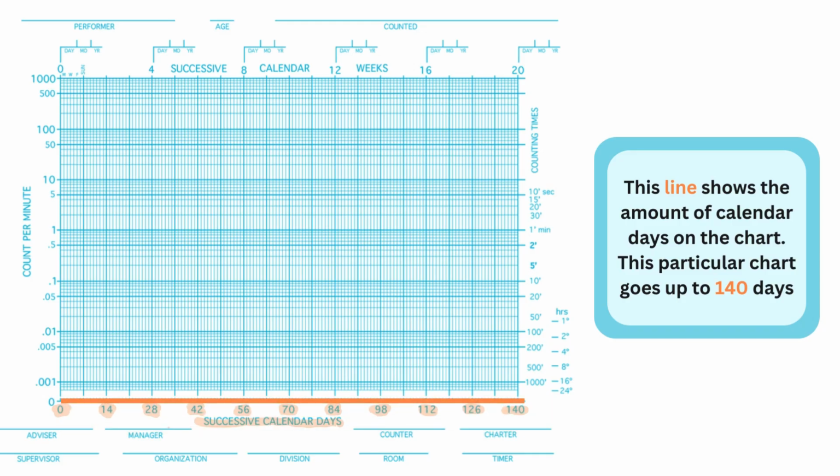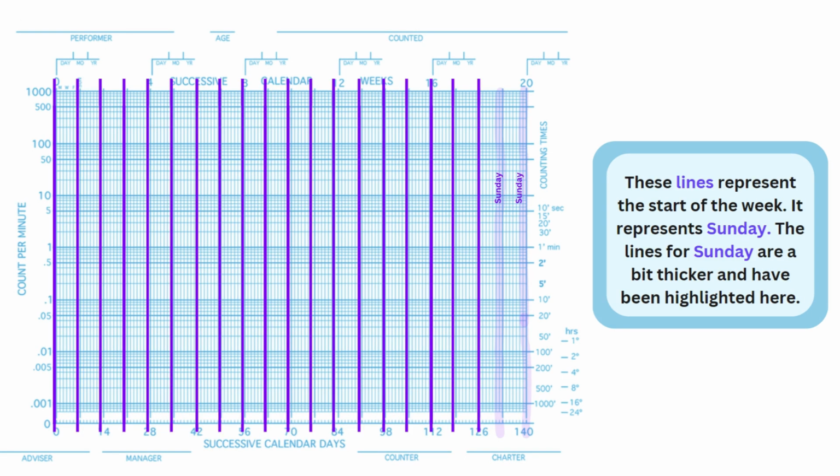As you can see, this orange line represents the amount of days on this chart. This chart goes from 0 all the way up to 140 days. I know this chart looks very overwhelming, so I'm going to break it down section by section. These lines represent the start of the week. These lines represent a Sunday, and they've been highlighted in purple. So each purple line you see is a Sunday. That implies the existence of weeks in the chart.